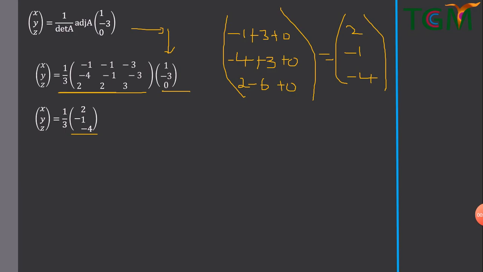If we multiply by 1 over 3, which is the 1 over determinant, we are getting 2 over 3, negative 1 over 3, negative 4 over 3. The value of x is 2 over 3, y is equal to negative 1 over 3, and z is equal to negative 4 over 3.